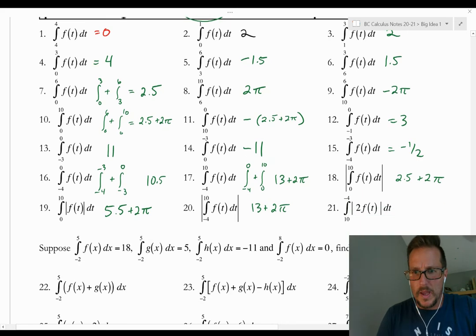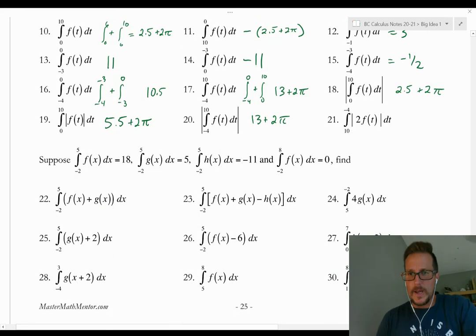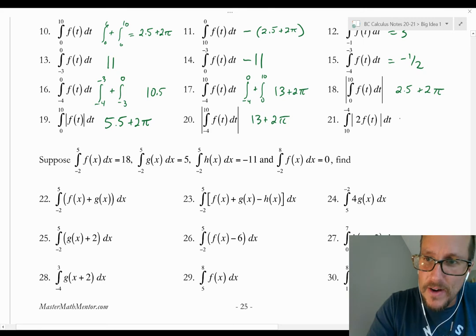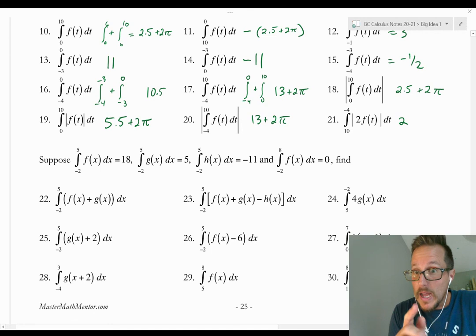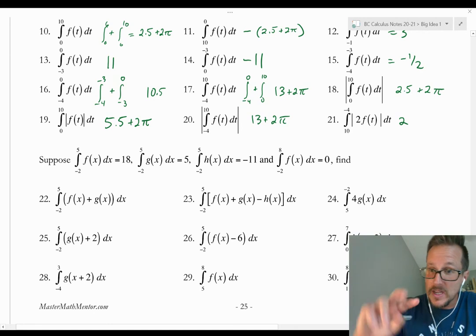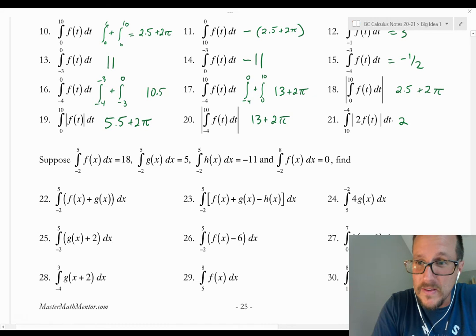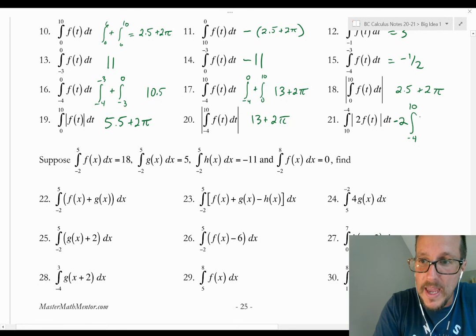And 21 is a lot of stuff going on. First of all, we've got a constant that could be factored out. So how about 2 times? We've also got a limit situation that looks backwards. So if we flip those limits, we can say that it's negative integral from -4 to 10 of the absolute value of f of t dt.